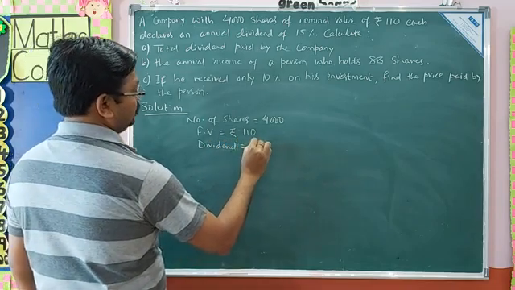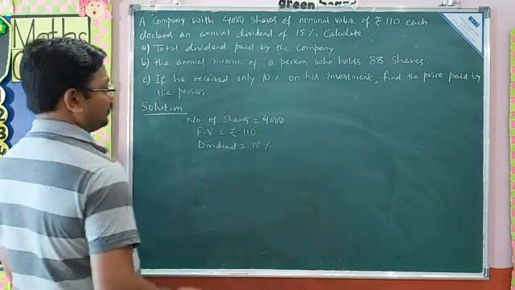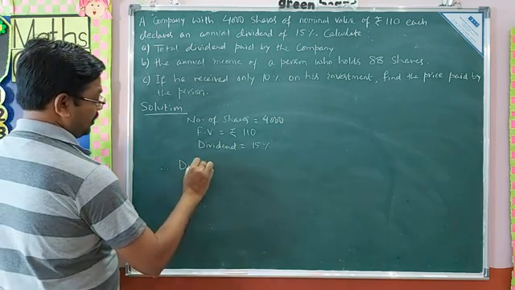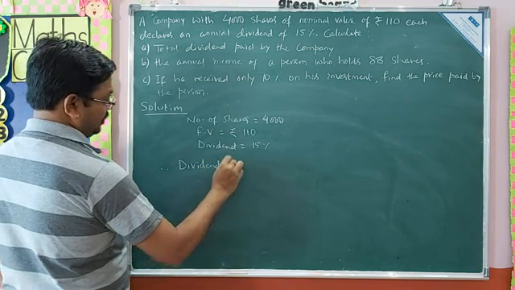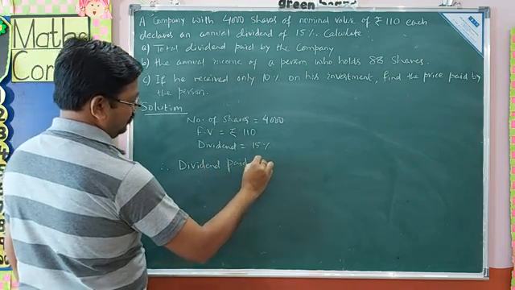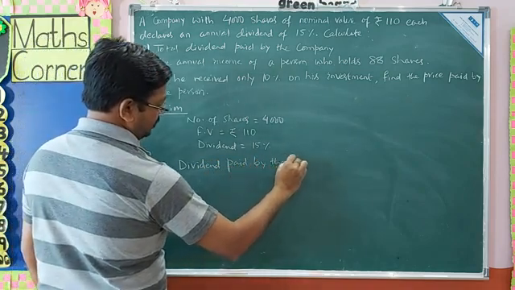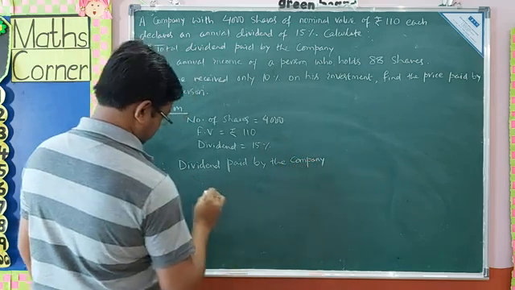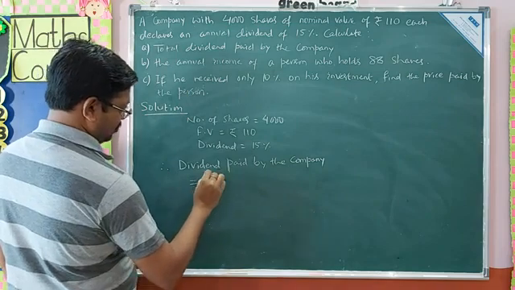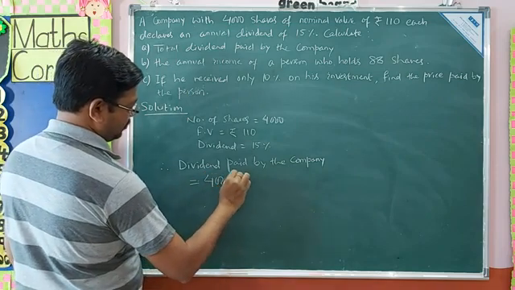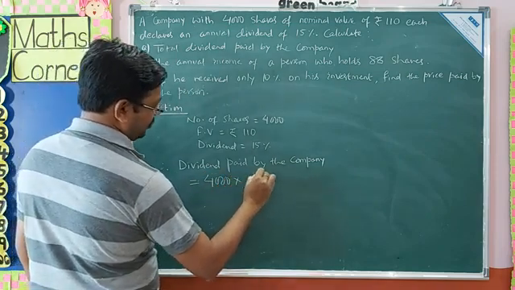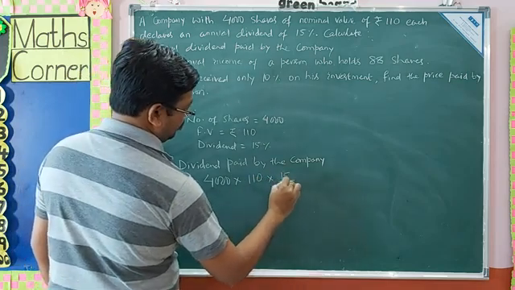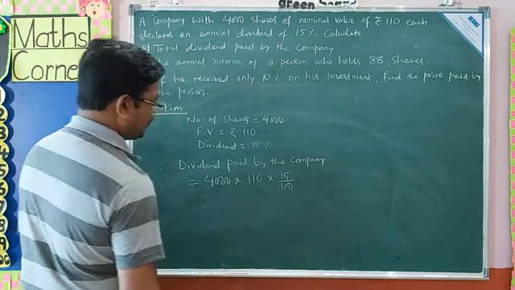Dividend is equal to 15%. So, the total dividend paid by the company is equal to the total number of shares, that is 4,000, into the price of each share, that is rupees 110, into 15%, that is the dividend percent.